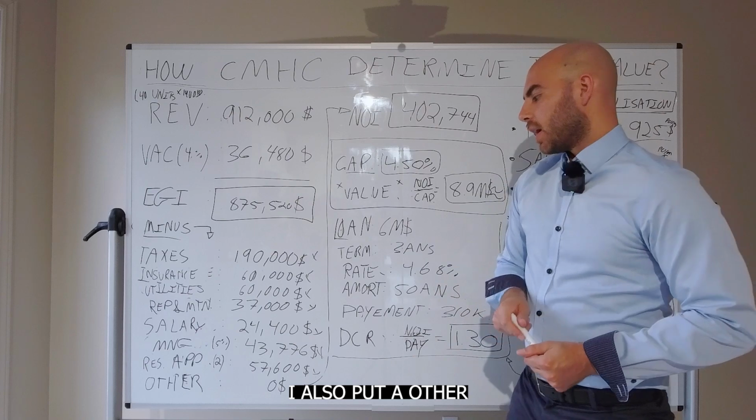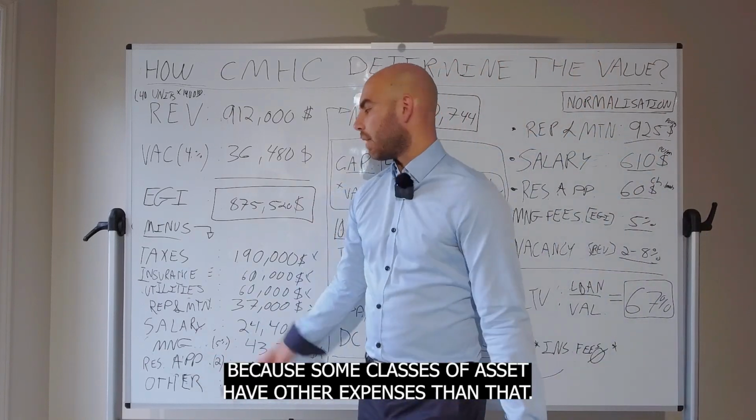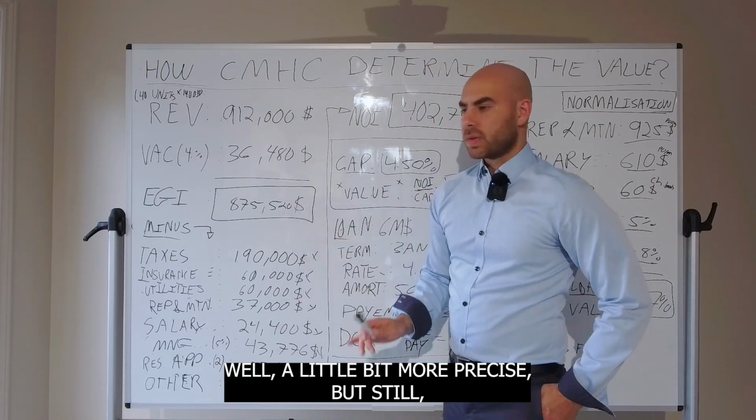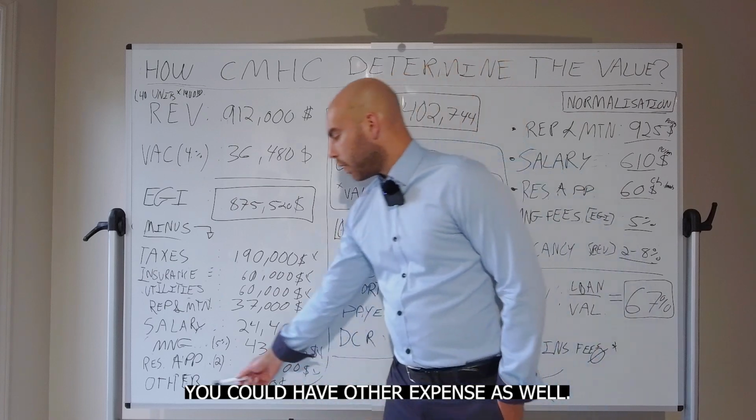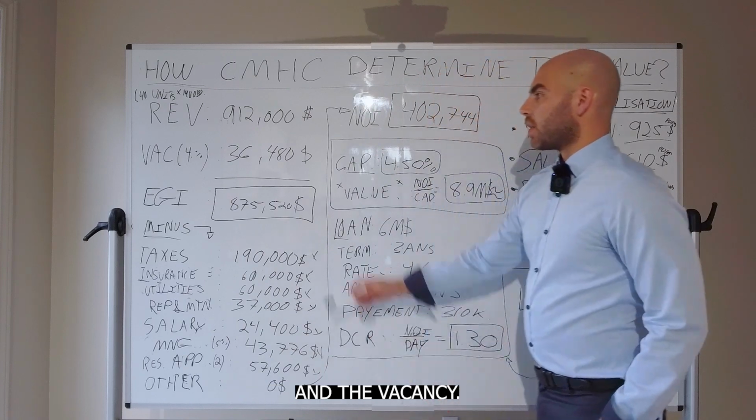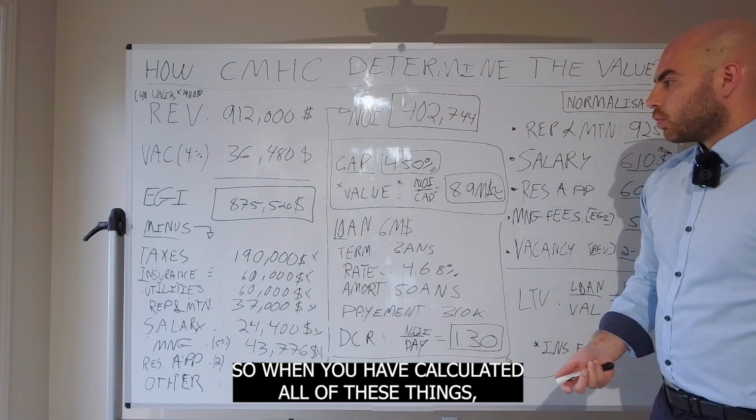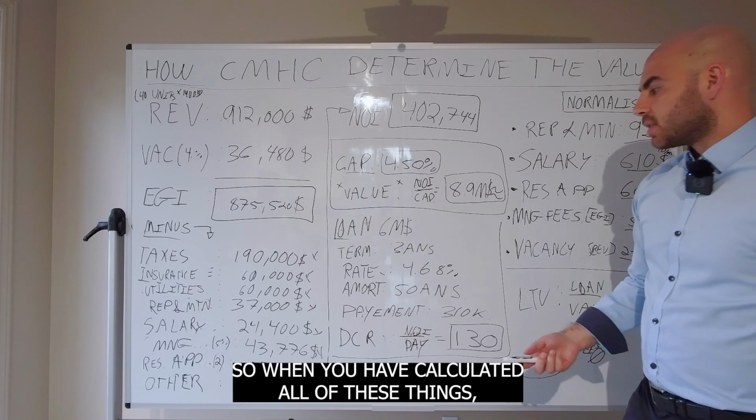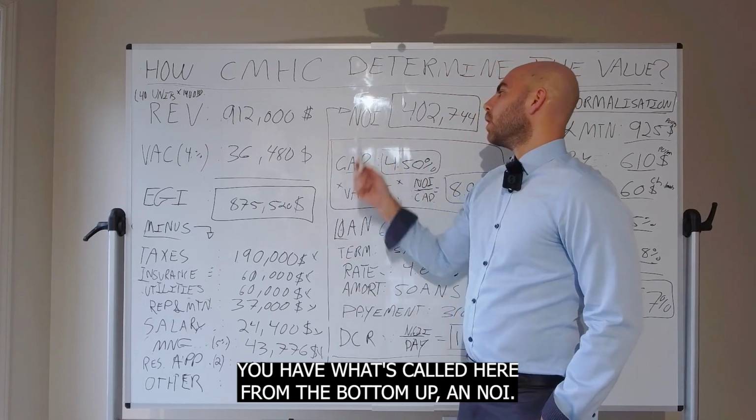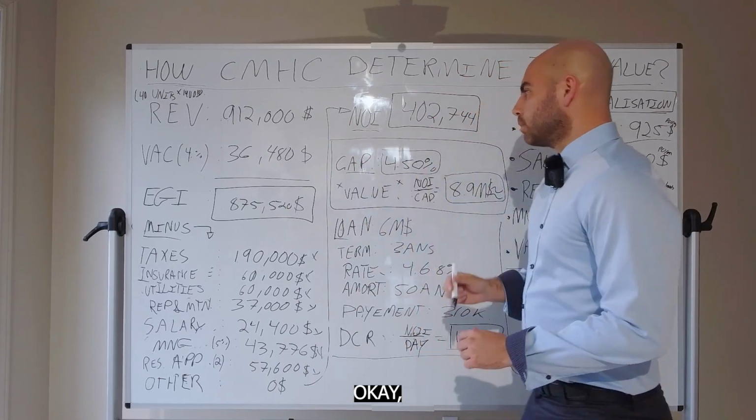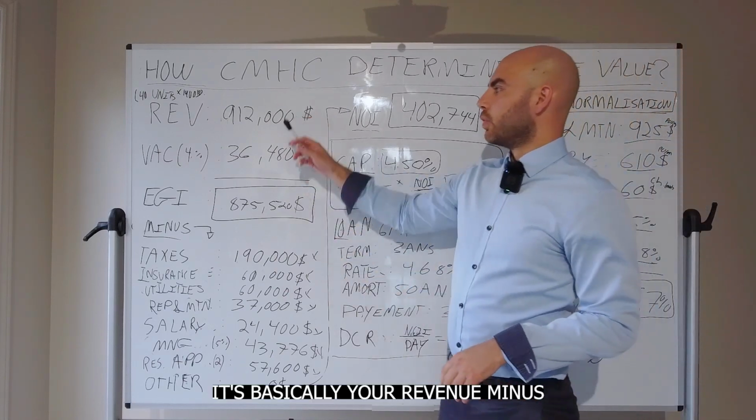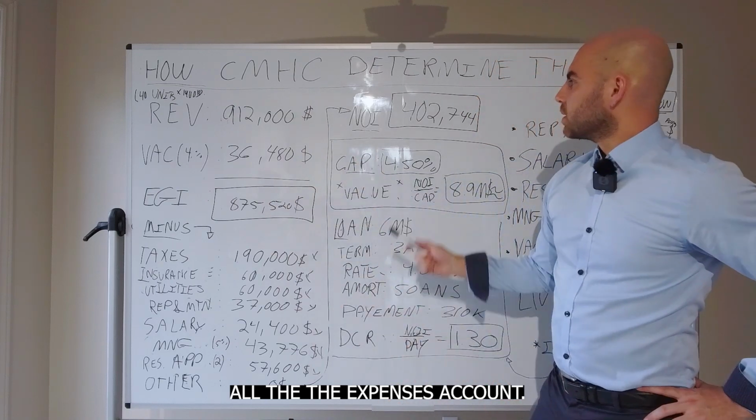I also put an other because some classes of asset have other expenses than that. And keep in mind that this is a very general video, well, a little bit more precise, but still, you could have other expenses as well, but for the most part, that's what it is here, and the vacancy. So when you have calculated all of these things, you have what's called here, from the bottom up, an NOI, okay? NOI is net operating income. It's basically your revenue minus all the expense accounts.